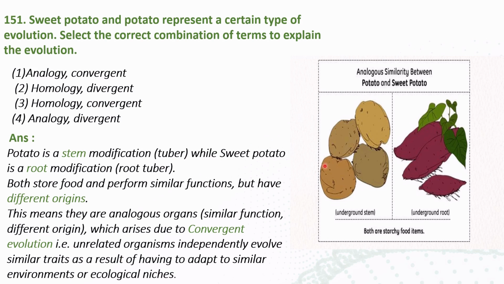Convergent evolution means unrelated organisms independently evolve similar traits. Why? Because they are not related. One evolved from stem, one evolved from root, they are unrelated, but they show similar traits, meaning both of them are tubers. So this is known as convergent evolution. According to this question, the potato and the sweet potato show analogous convergent evolution. Okay, we'll move on to the next question.